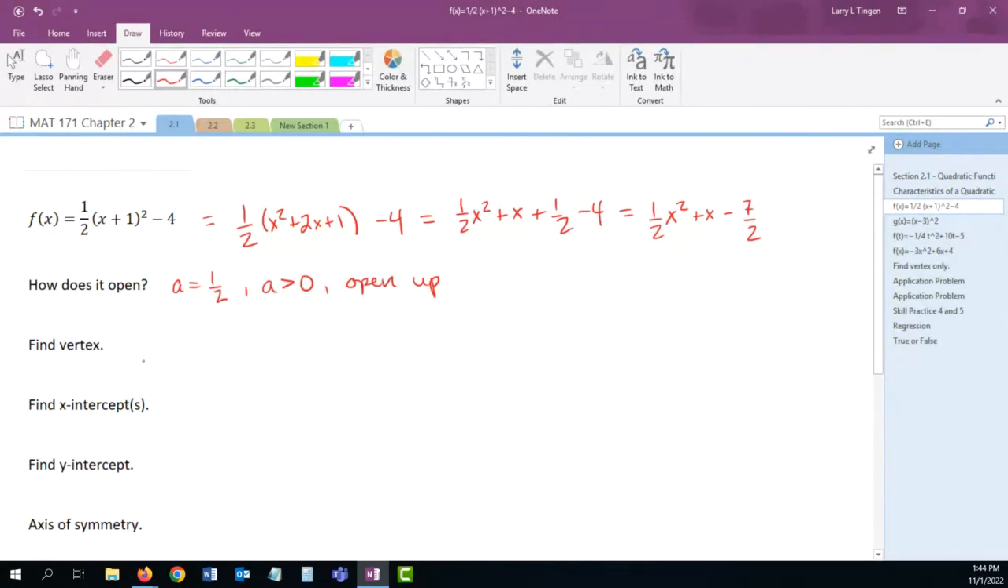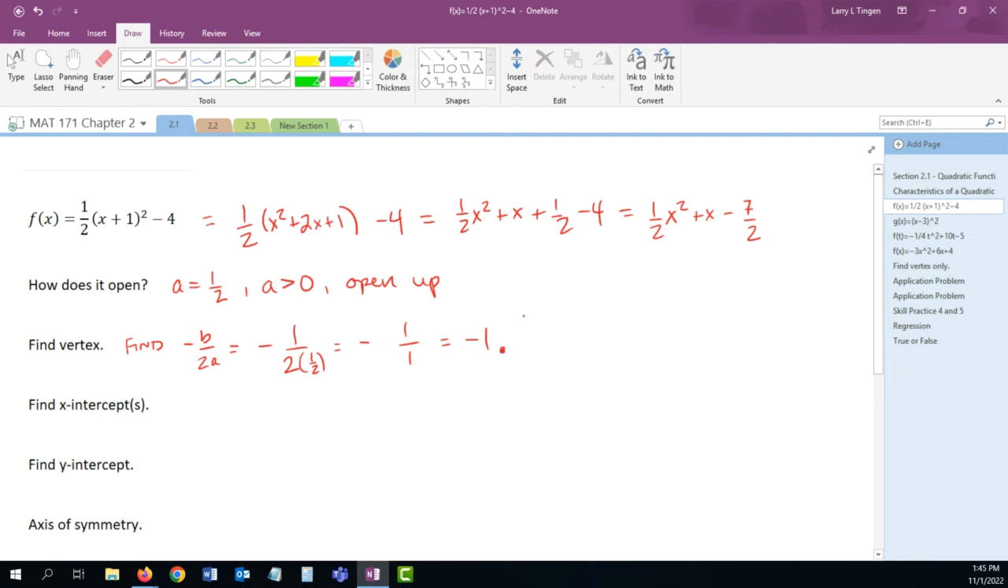Okay, find the vertex. To do the vertex, I need to find negative b over 2a. For this one, b is 1. A is 1/2. That's frustrating. All right, so let's do the math. 2 times 1/2 is 1. 1 divided by 1 is 1, and this whole thing is negative. All right, so there's the x coordinate.